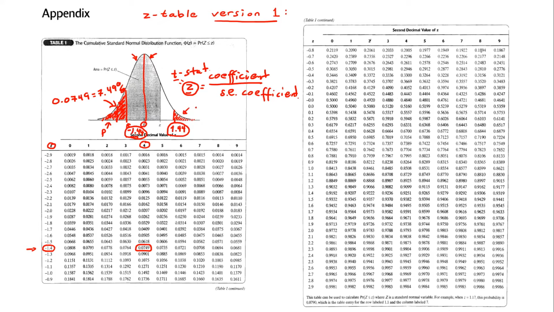So this is 0.0749, which is equal to 7.49%. So whenever you find the left tail of this number, you find at the same time the right tail of the z number with the opposite sign.